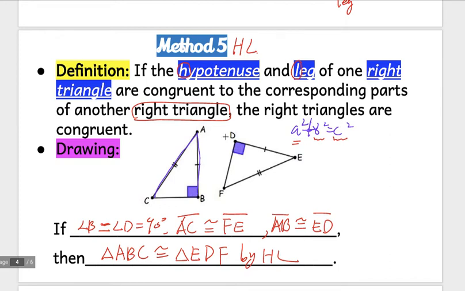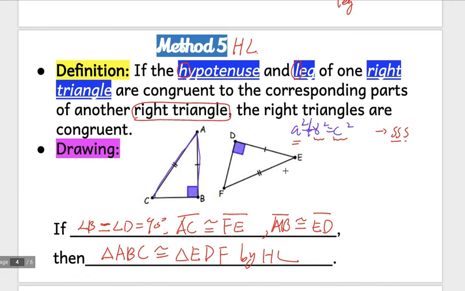Since I have two sides, I already know the third one, so that's actually coming to SSS. Because we know the first two, we already know the third one. So for a right triangle, all I need is two sides, then I will know the third one. That's why HL is enough for us to prove two right triangles congruent. That's why we can have the fifth method.